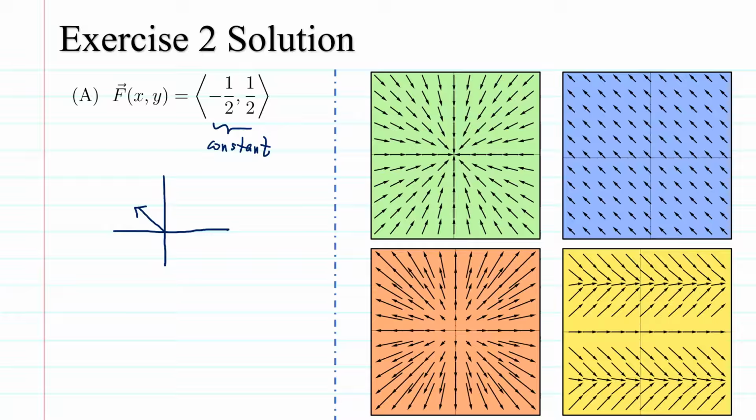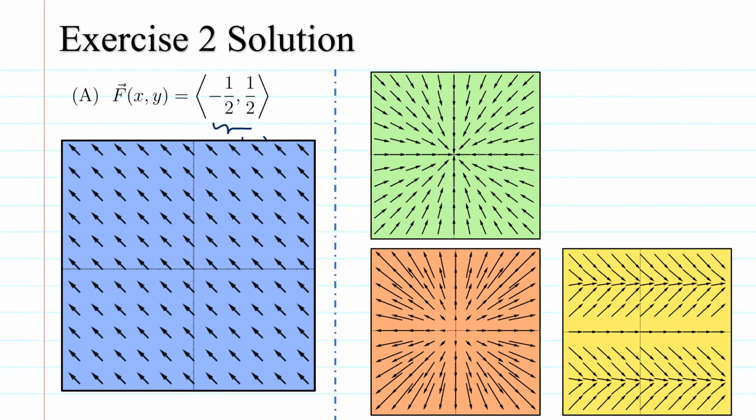itong vector na to. So, kung you can imagine, yung magiging itsura ng graph nito, parallel vectors na puro ganito ang itsura, which is yung blue plot dito sa kanan. Okay, so letter A, yung graph niya ay ito.